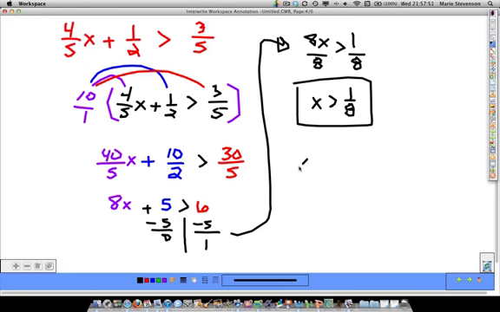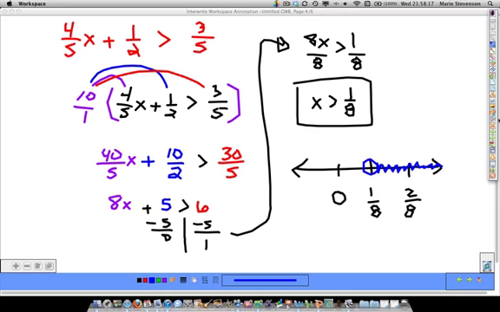Okay, so here we go. Fraction time on our graph. We have 1/8 here. If I go 1 up to the right, I would have 2/8. If I go down 1 to the left, I have 0/8, otherwise known as 0. So it's greater than, so open circle to the right.